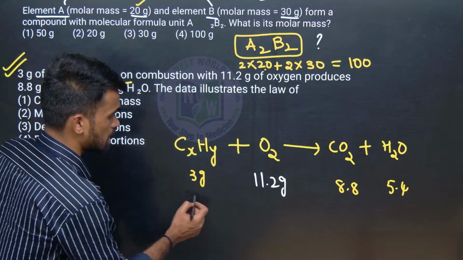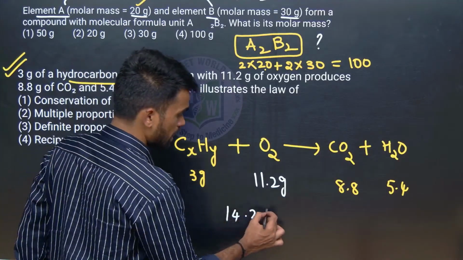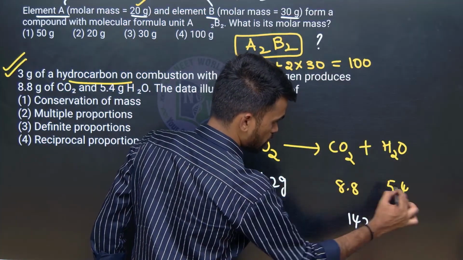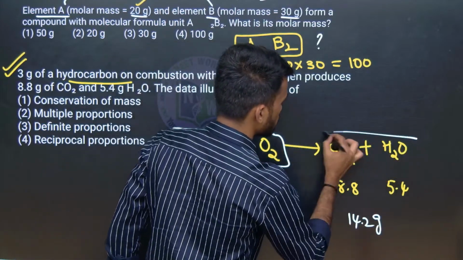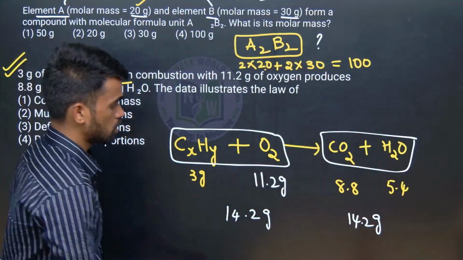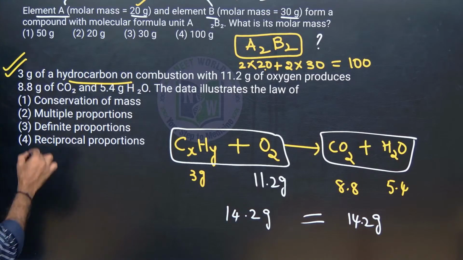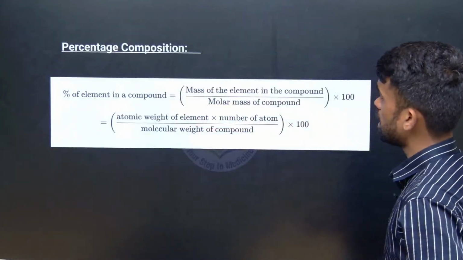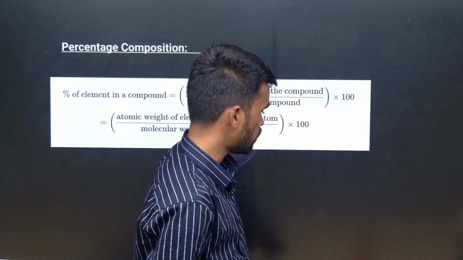Just sum these two numbers, what are we getting? 14.2 grams, and on this side 8.8 plus 5.4, 14.2. So both sides have the same mass, reactant side and product side, LHS and RHS are equal in mass. So what law is this expressing? Conservation of mass, law of conservation of mass. So the first option is correct. Simple now? Then next, we will be discussing percentage composition in the next class. Now I will give you a few questions, so just give a try for this.